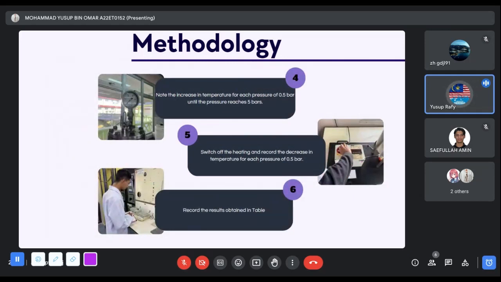Then note the increase in temperature for each pressure of 0.5 bar until the pressure reaches 5 bar. After that, switch off the heating and record the decrease in temperature for each pressure of 0.5 bar. Finally, we need to record the results obtained in the table.